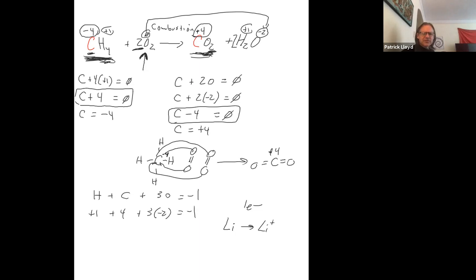So let's take a look at the next question. And this one has to do with identifying redox reactions.